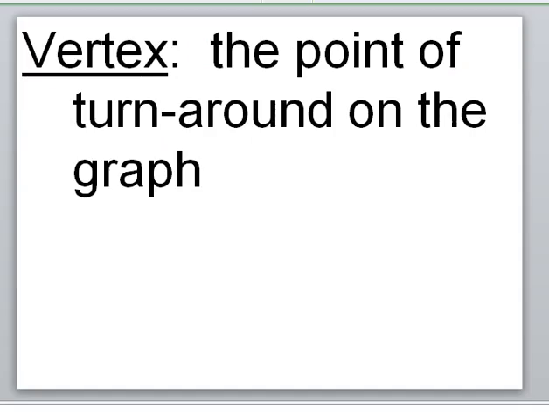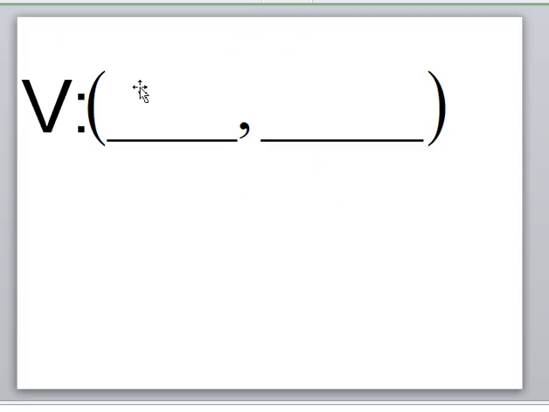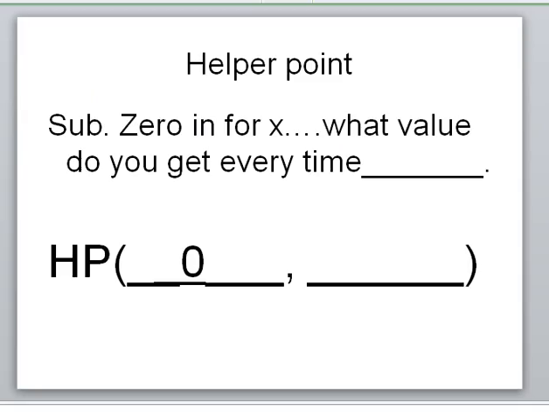The vertex point is that point of turnaround. It's the highest or the lowest point. The axis of symmetry is found by using the formula x equals negative b all over 2a. The vertex is found by taking that negative b over 2a value and plugging it in for the x value, so that way you can get your y. Your helper point, we're typically going to plug in 0, and then we'll get a y value, and then we're going to use that helper point to get our second helper point.